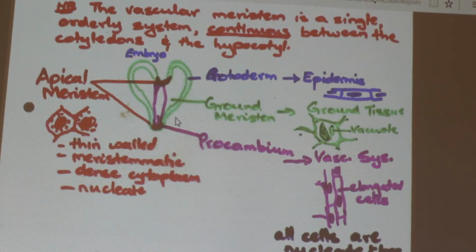So what I was telling you here is that the cells of the protoderm are more elongated because they have to fit along a broad area. The cells of the procambium are elongated. The cells of the ground tissue are more isodiametric. Isodiametric means the sides are almost of the same size.